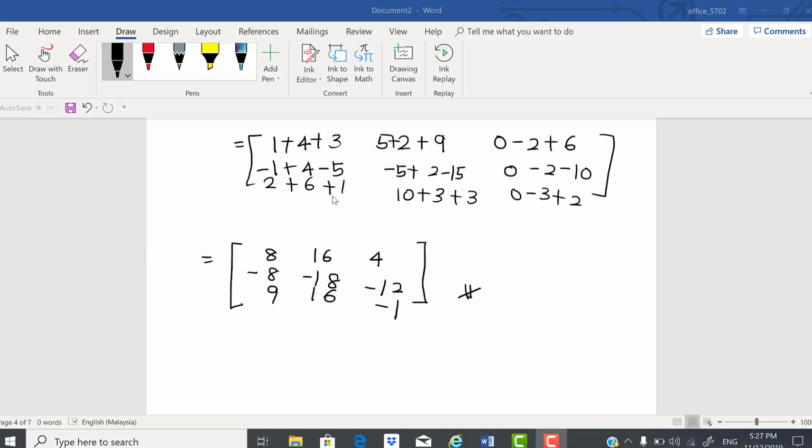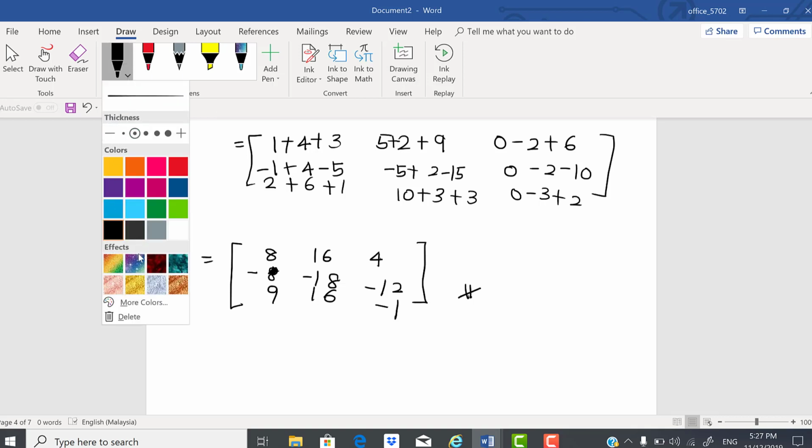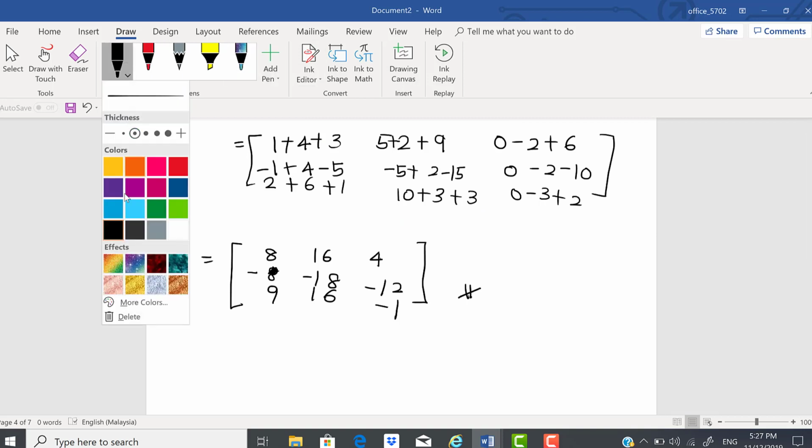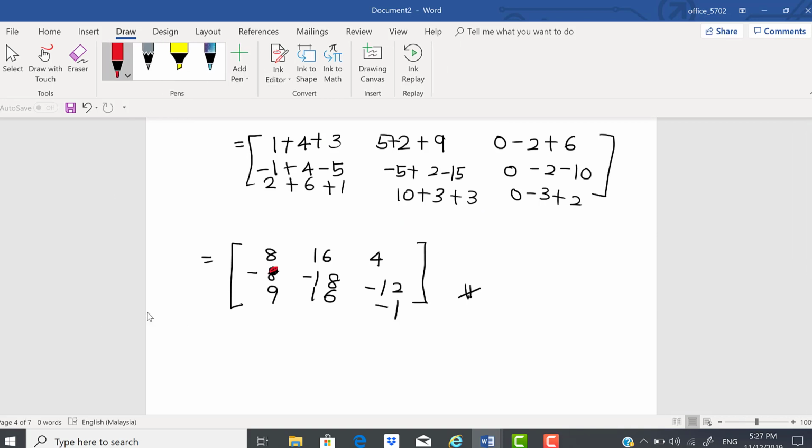Now we check again. This one, 4 minus 1 is 3. Then 3 minus 5 should be negative 2, not negative 8. This one is negative 2. Let me use the eraser. Okay, this one is negative 2.